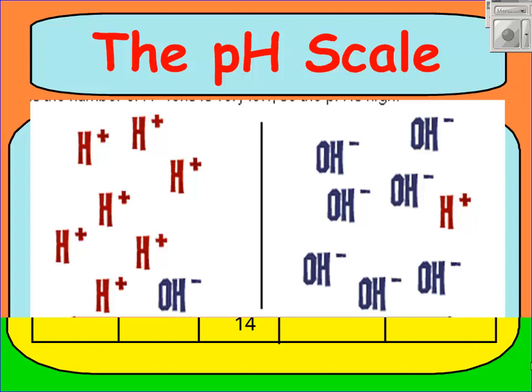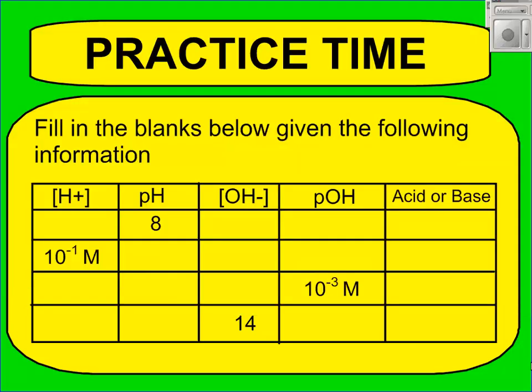Now let's do some practice. What I've given you on the screen is some blanks with some given information. What I'd like you to do is fill in the missing information and then determine if it's an acid or a base. I'll do the first one for you, and then you do the remaining 3. All right, let's take a look at the first one. All it tells us is that we have a pH of 8. We're supposed to fill out the rest of the information based off that one piece of information.